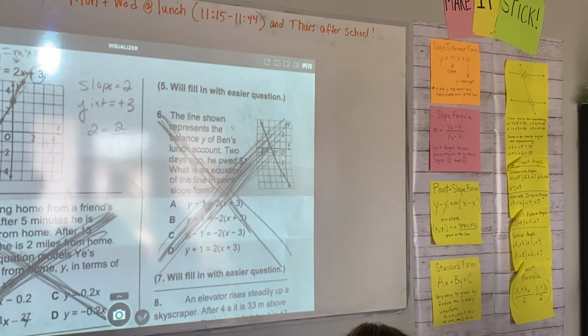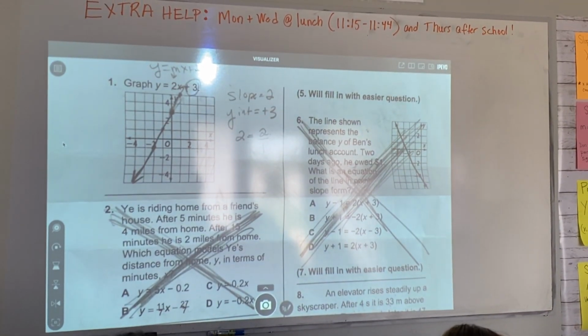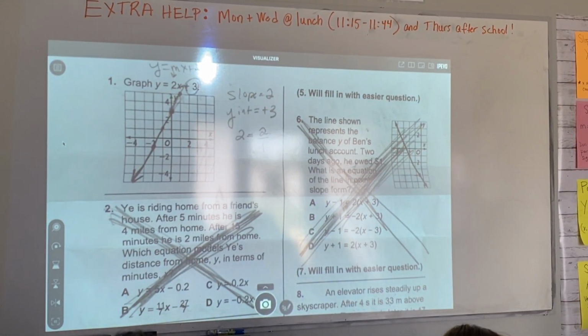And be super careful, but okay. Any other questions on the paper version? I know this one's super hard, so I want you to ask me questions.